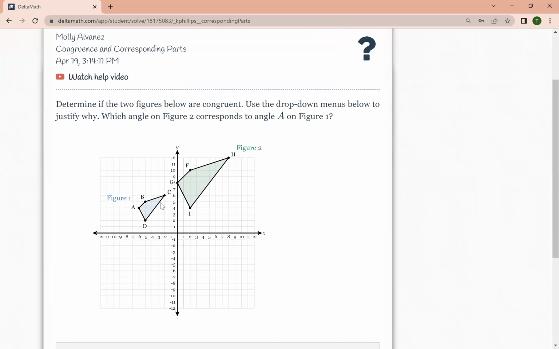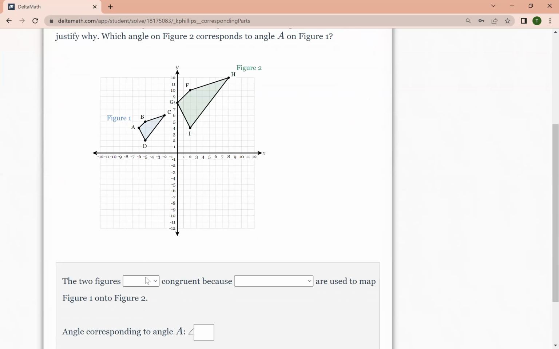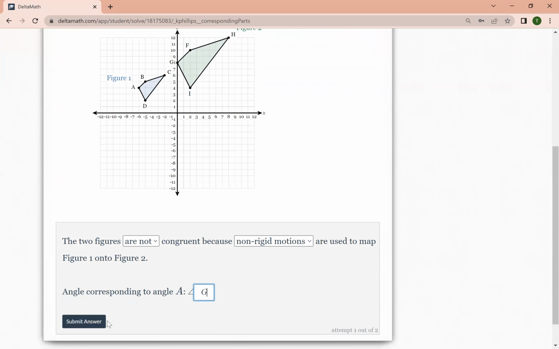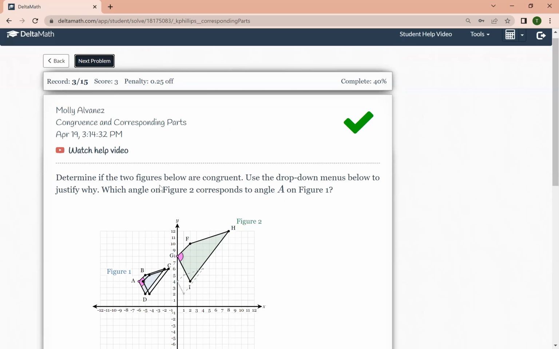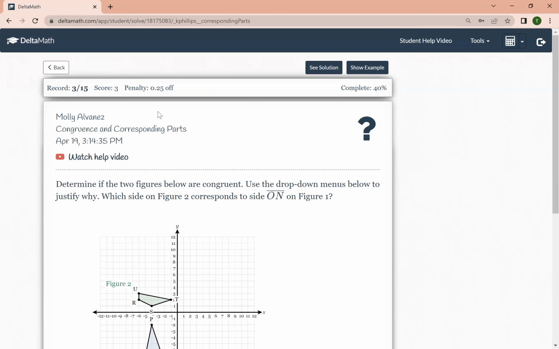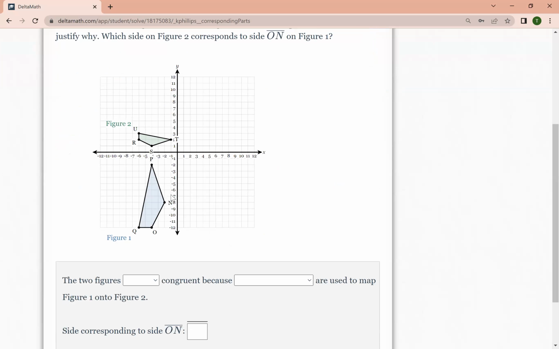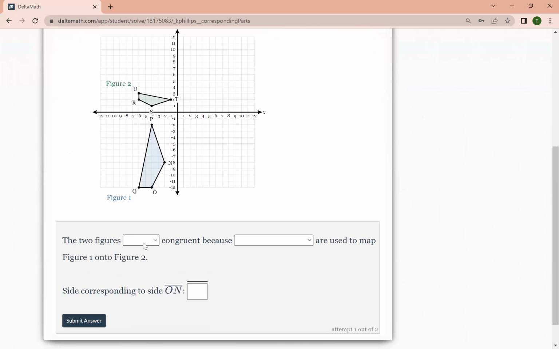All right, so are these the same size? No. Nope, they're not congruent because non-rigid motions are used. But A is the one that goes with, looks like letter G there. All right, so 15 of these. You tell me how many more you want us to do. You can kind of see the pattern here. These are not congruent because they're not the same size. Non-rigid motions have been used.